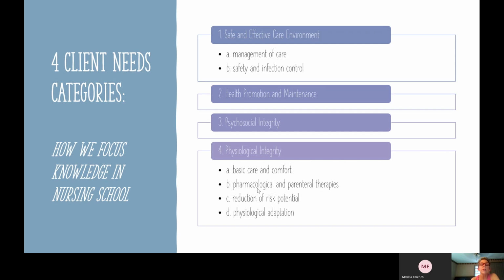So safe and effective care, health promotion and maintenance, where you want to be able to teach them how to take care of themselves. Never forget the psychosocial aspect. And of course, the physiologic integrity, and that's where we're going to spend most of our time in this format.